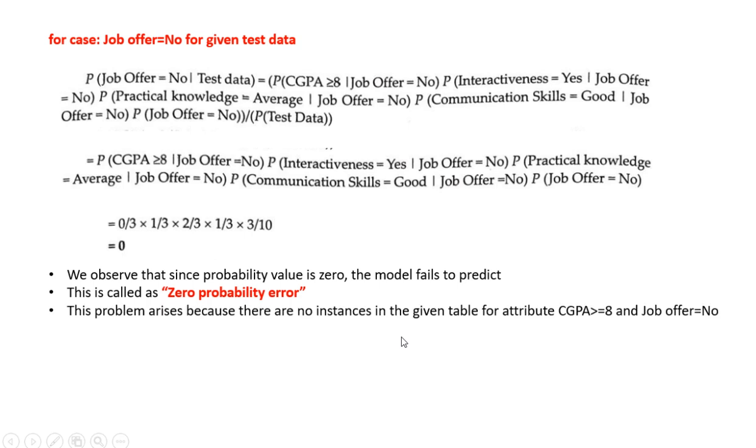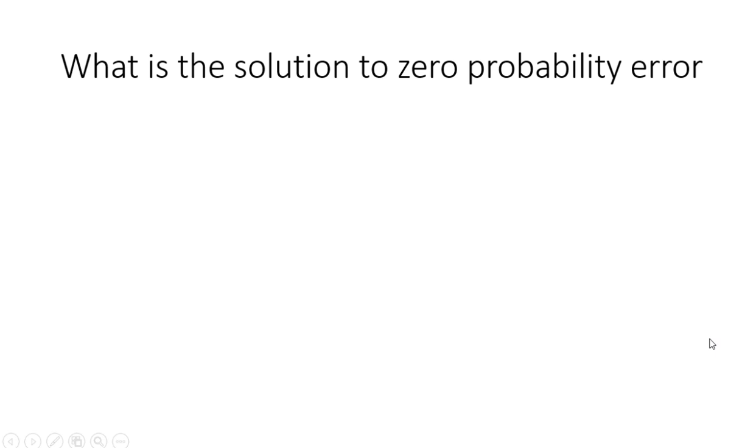Why did this problem happen? You can see that for this condition, when the attribute is greater than or equal to 8 and job offer is equal to no, there are no instances in the table. So this problem has arisen because there is no instance in the given training data set for attribute greater than or equal to 8 and job offer equal to no. Because of that, I got a probability of 0.